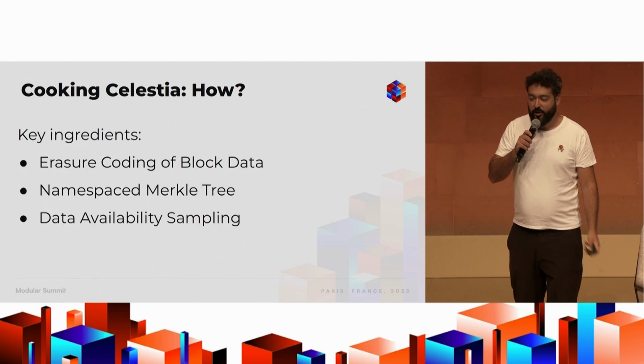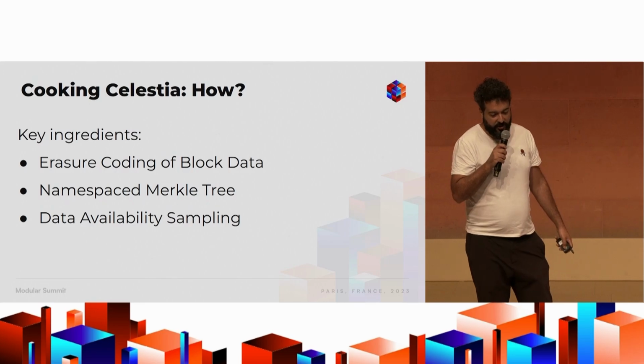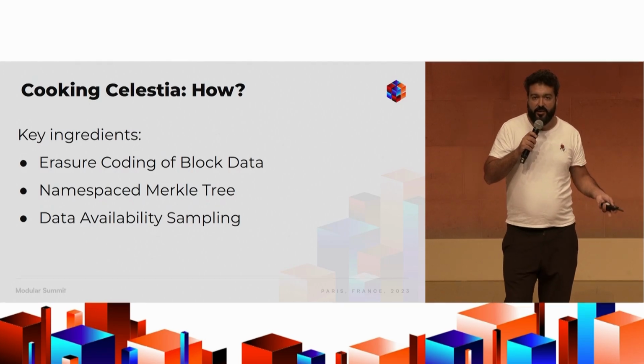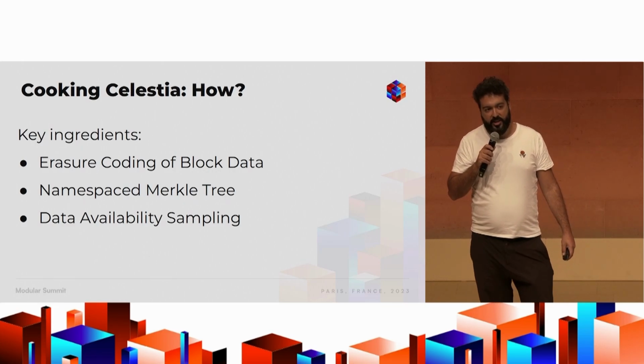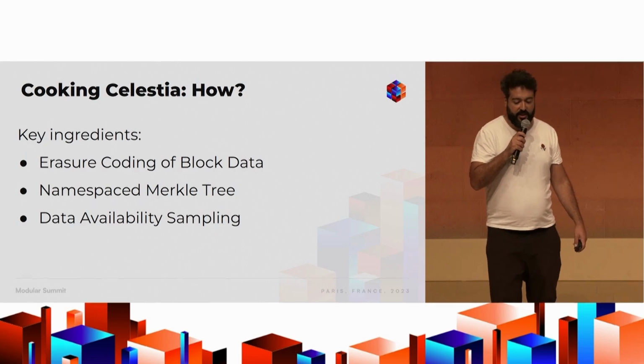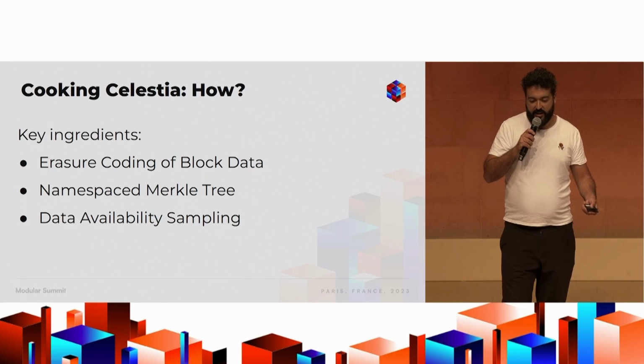So next I want to talk about how this is achieved roughly. I don't want to go too much into detail, but there's mainly three key ingredients in play. One is erasure coding of block data. Another one is a namespace Merkle tree, and data availability sampling. So let's dive a little bit in.